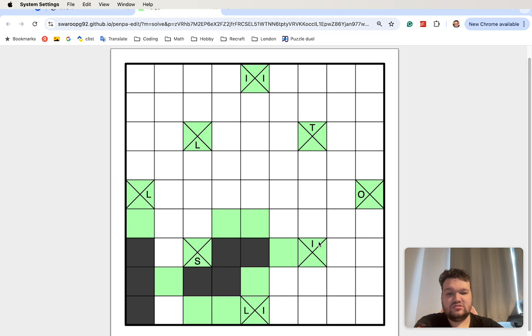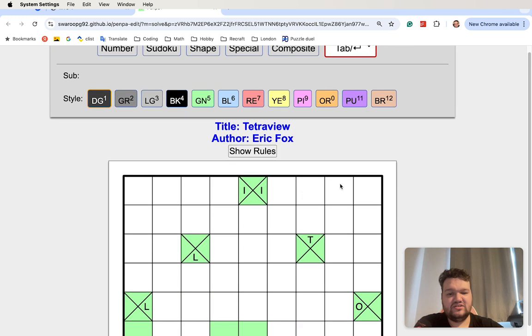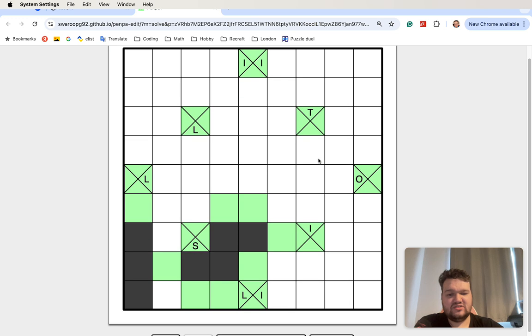This I looks fishy. Like it cannot be very far away because there is a T here. So it must be somewhere here, but it cannot be vertical. So it must be horizontal. It cannot be horizontal here because that would block an O. So it's either here or here. In any case, those two cells must be unshaded, right? Like if it's here, then they're unshaded, and if it's here, then it's also unshaded.